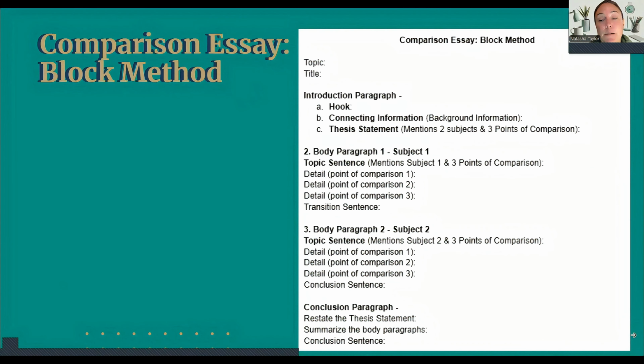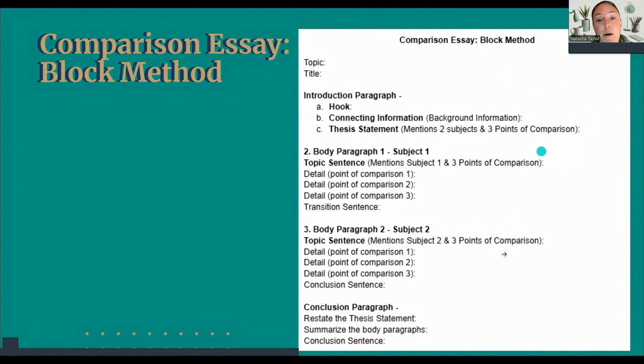So, comparison essay block-by-block method outline. You always want to start with, first of all, knowing your topic, and then you want to have your introductory paragraph. You want to have a hook, connecting information, which also shares the background information, and the thesis statement, which mentions 2 subjects and 3 points of comparison.